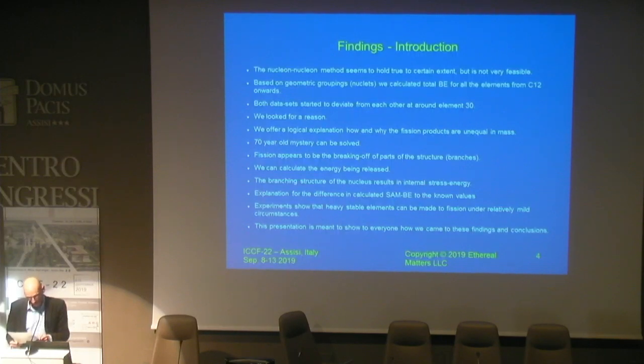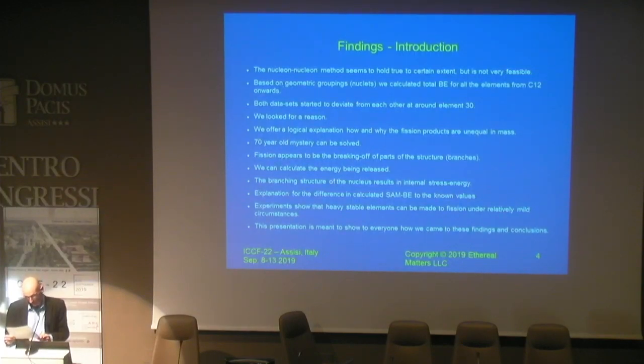But beyond element 30, gallium, something happened. Both data lines started to deviate from each other. The SAM values became constantly higher. This trend continued until the end and is related to the change in the structure of the nucleus, which happens at this point in the periodic table according to SAM. Because of our confidence in SAM and the strong correlation we saw, instead of assuming the approach to be wrong, we looked at another reason. What we found offers a greater understanding of the fission and fusion processes.